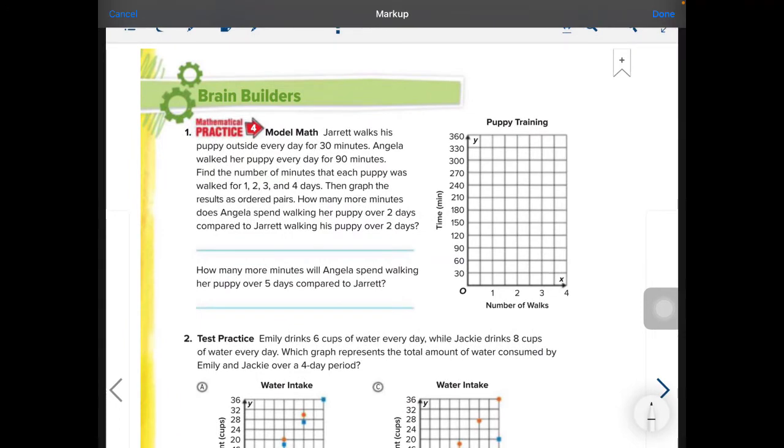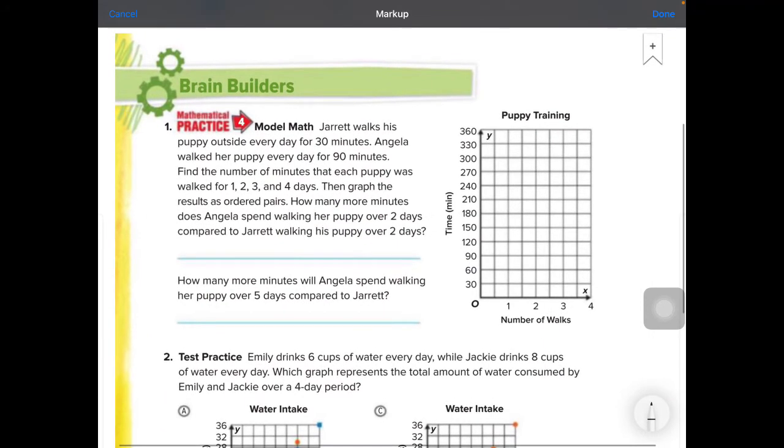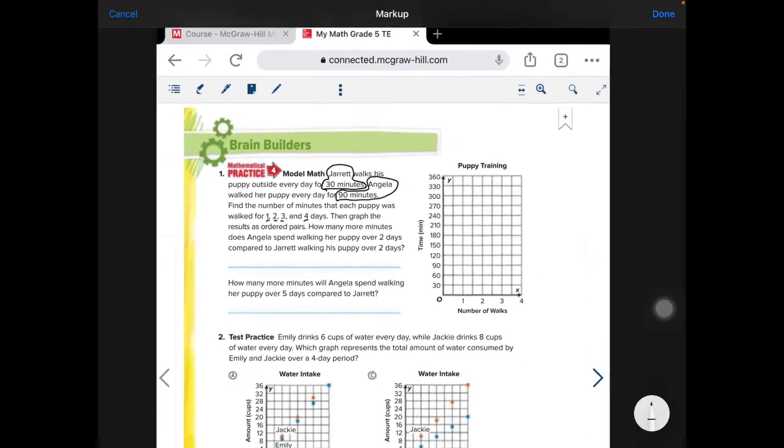And they start right off with a brain builder. Bring it on. We can handle it, right? Number 1, model math. Jarrett walks his puppy outside every day for 30 minutes. Angela walks her puppy every day for 90 minutes. Find the number of minutes each puppy was walked for 1, 2, 3, and 4 days. Then graph the results as an ordered pair. Okay, so we're going to just do that, and then we'll get to the rest of it.